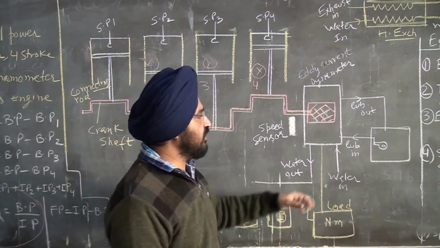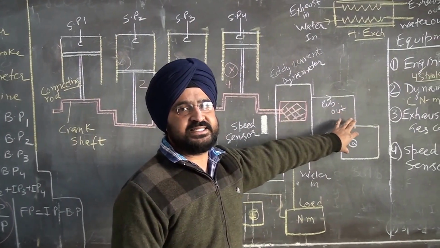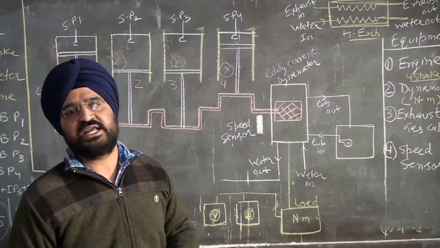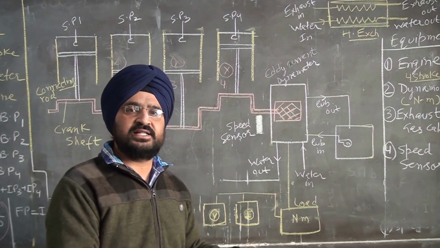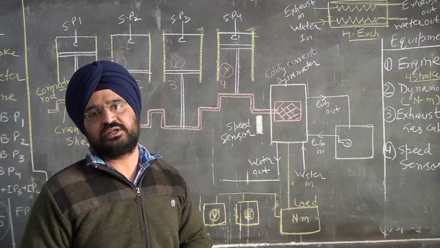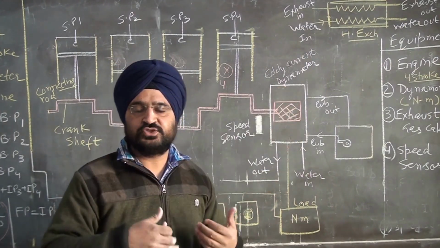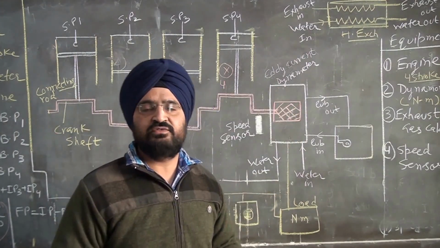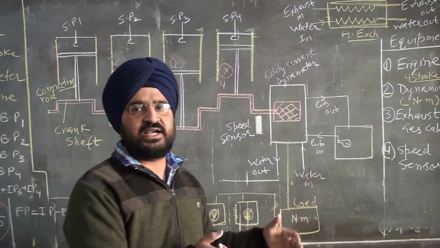Another feature of the eddy current dynamometer is that lubrication is supplied externally, so that when it heats up, as a lot of heat is produced, we supply water and lubrication also. The exhaust water from this eddy current dynamometer will be further passed to the engine, so that the same water will be used.